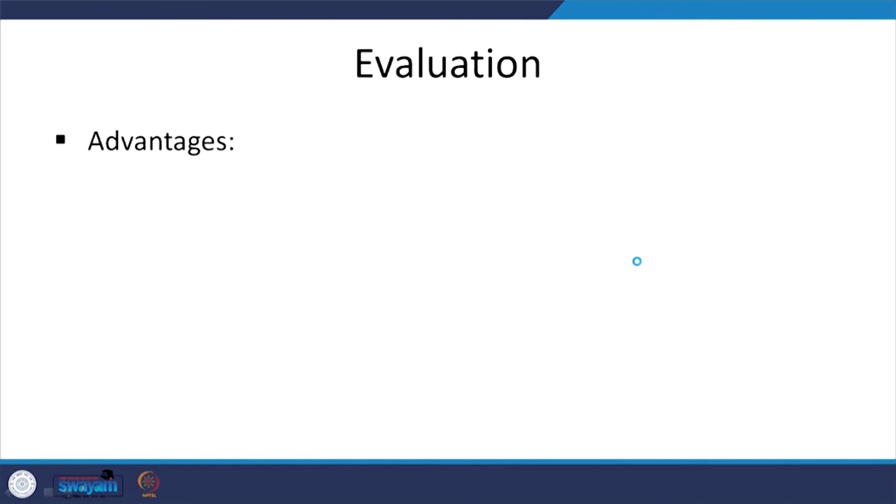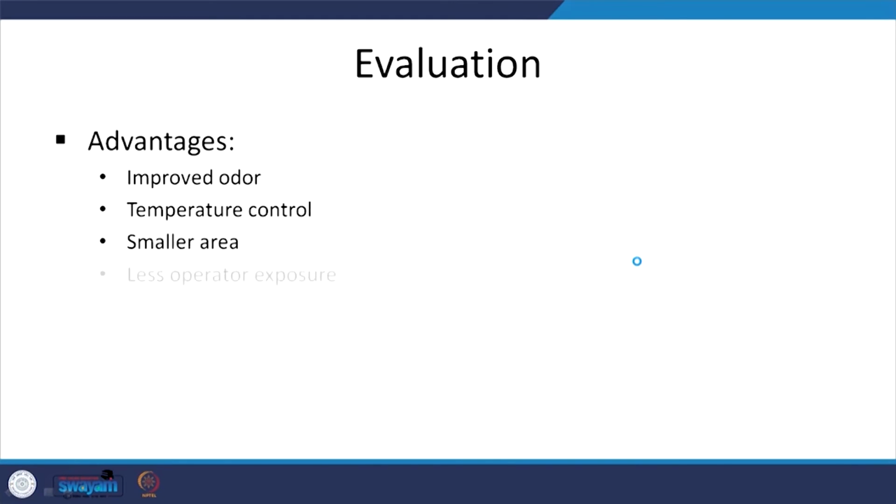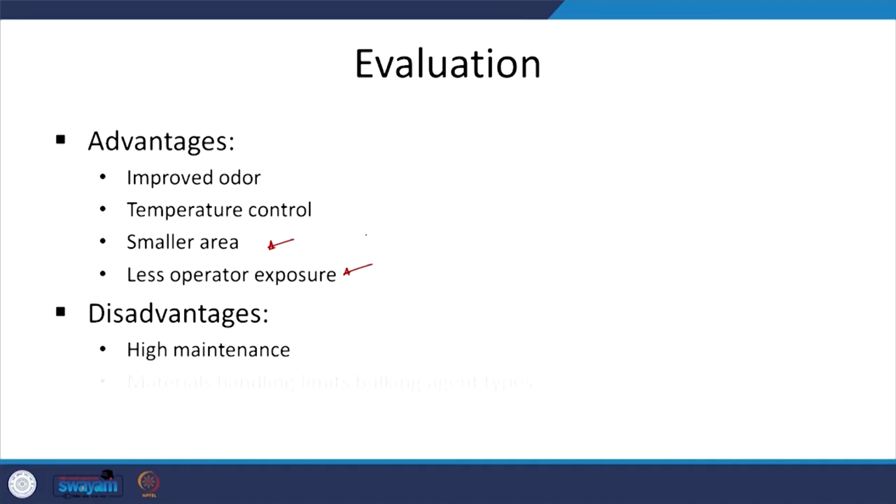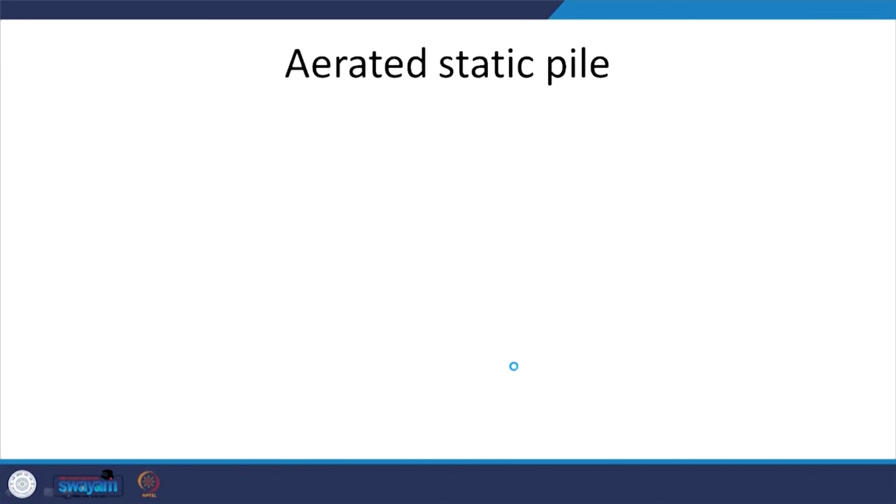Evaluation, advantages: improved odor control, especially if you maintain it well, temperature control, smaller area, that is a key aspect, and less operator exposure. What are the disadvantages? High maintenance, material handling limits, the type of bulking agents or materials that can be used.